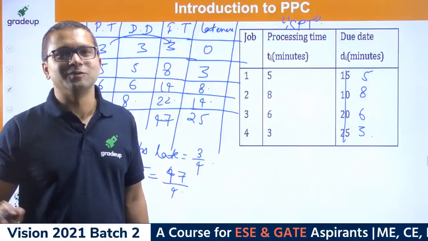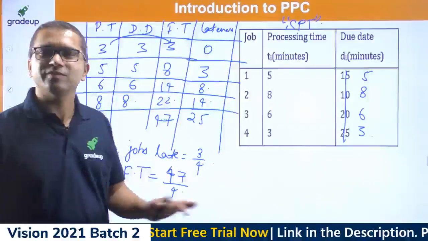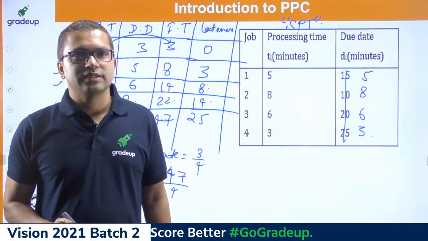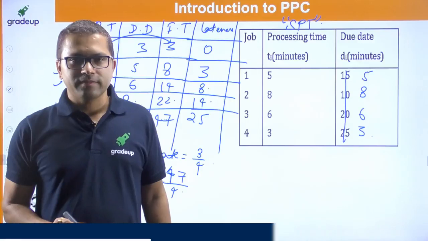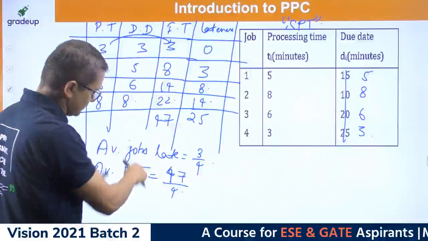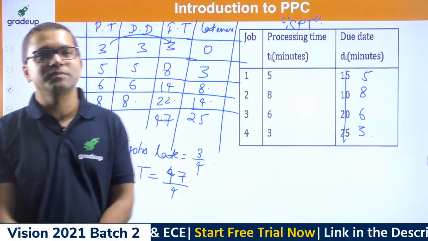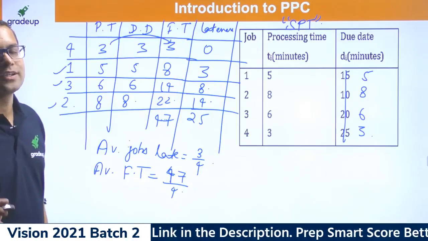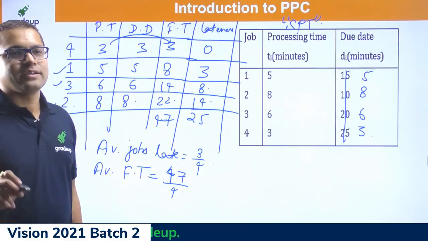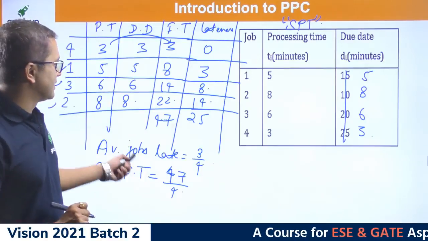All right, guys, now I'm going to ask you a question. You have done everything, anyone can do this. Now just tell me what is the average time that one job spends in this system. Please look at this question and think about it. What is the average time that one job spends at the system?